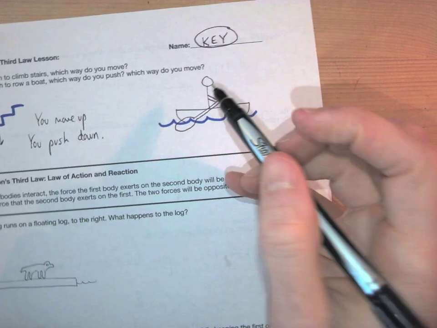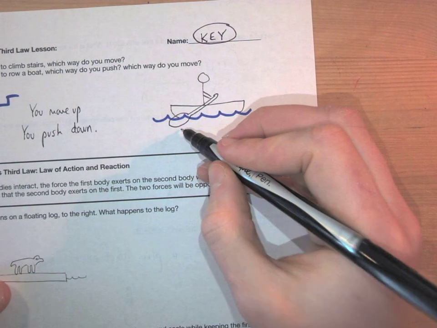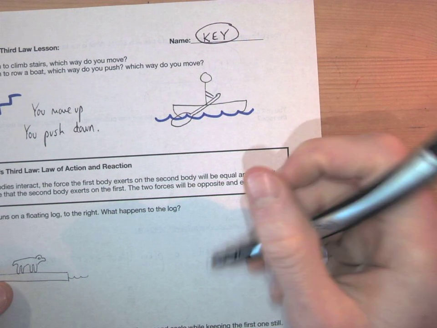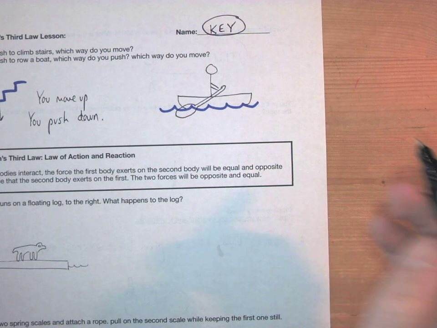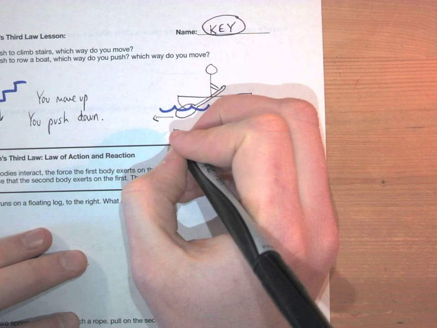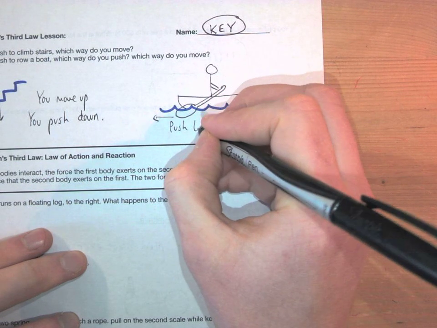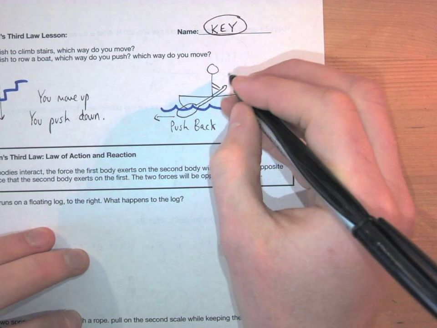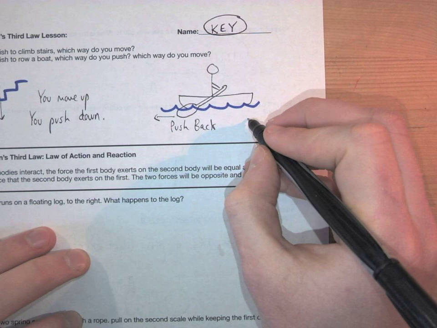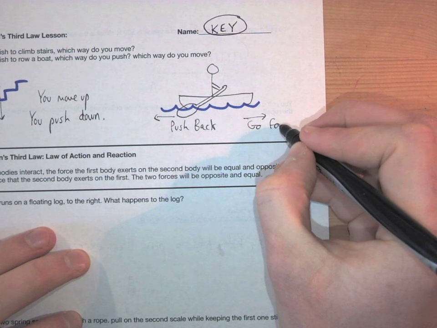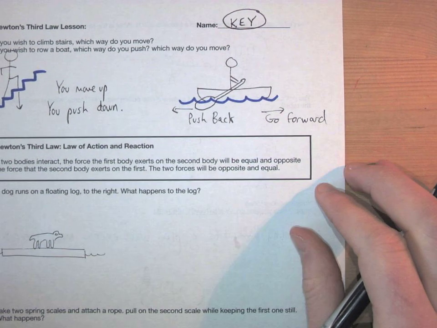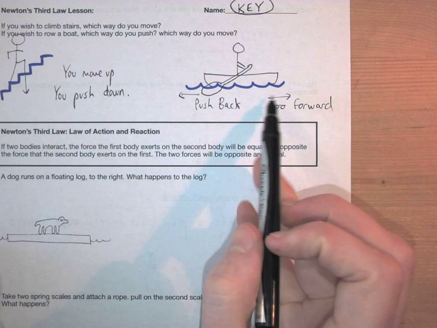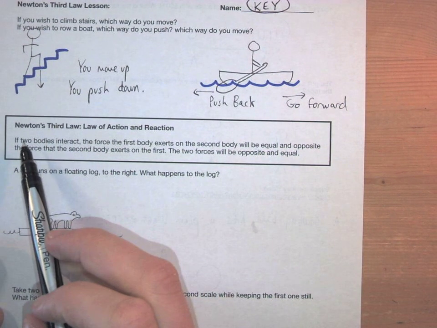Now let's look at this person rowing their boat with an oar. If they want to go forward, which way do they push their oar? I already gave the answer. They push it back. So they push back, but which way does the person and the boat go? They go forward. So again, it looks like the way you push makes you go the opposite way. So now, after getting these two ideas in your head, we can go and read what the third law is.